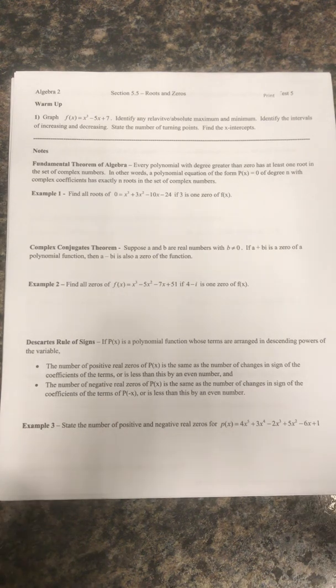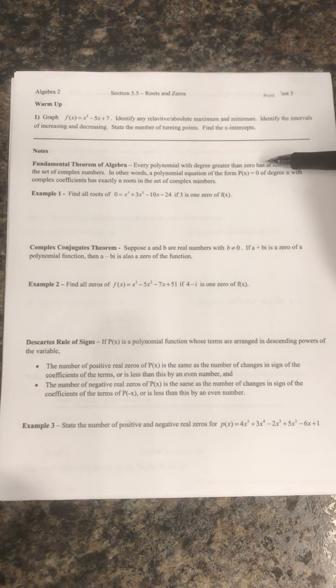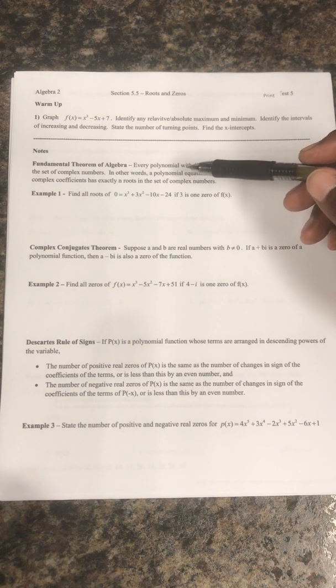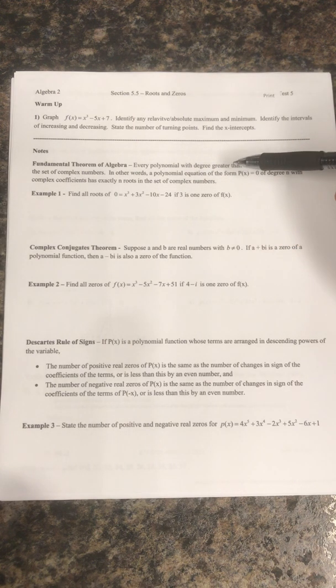So without further ado, let's take care of our two theorems. The first theorem we're going to talk about is the fundamental theorem of algebra. It says that every polynomial with a degree greater than 0 has at least one root in the set of complex numbers. In other words, a polynomial equation in the form of p of x equals 0 of degree n with complex coefficients has exactly n roots in the set of complex numbers.